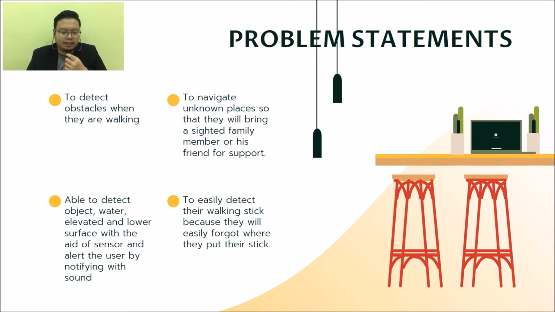And then the smart walking stick is also able to detect objects, water, elevated and lower surfaces with the aid of a microcontroller sensor, and alert the visually impaired person by notifying them with sound produced by the speaker. The smart walking stick can also be easily found, because they easily forget where they put their stick, as we will put the GPS sensor on the walking stick.